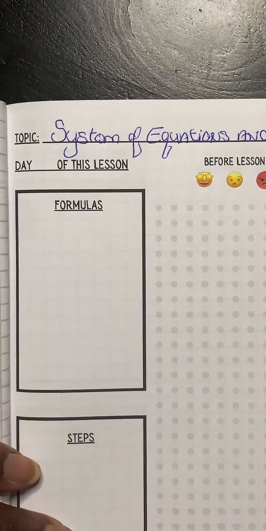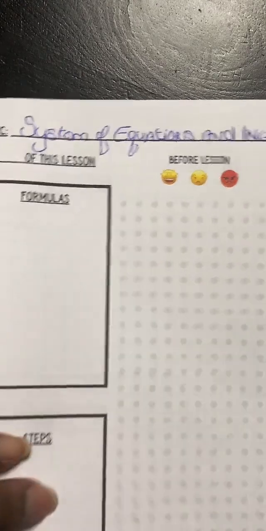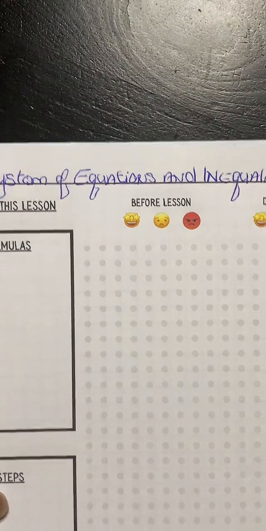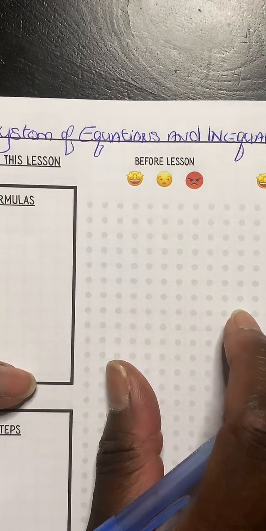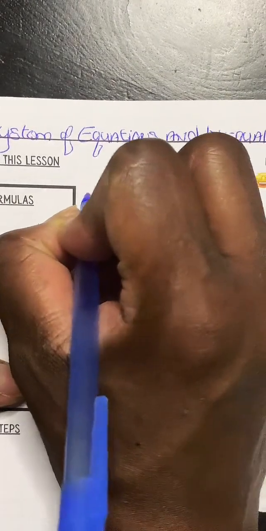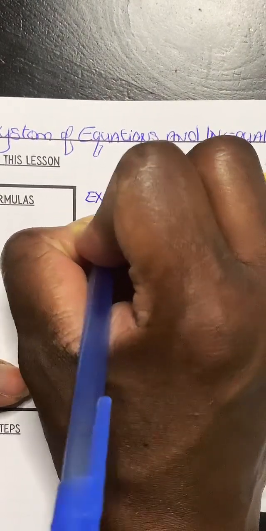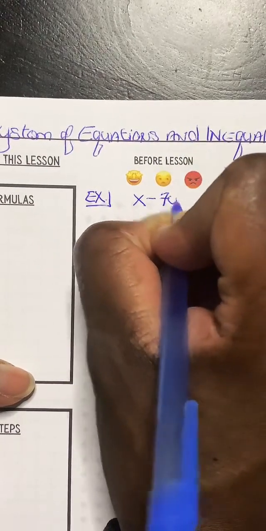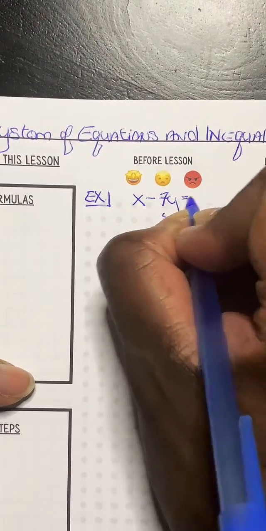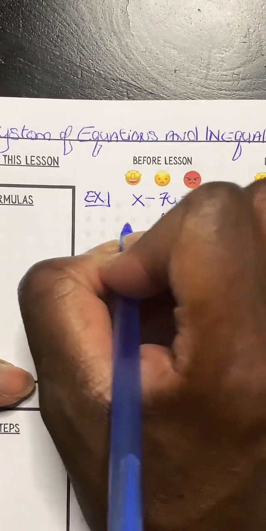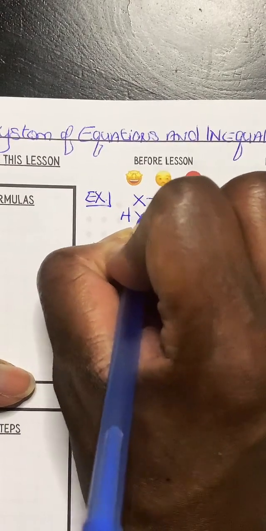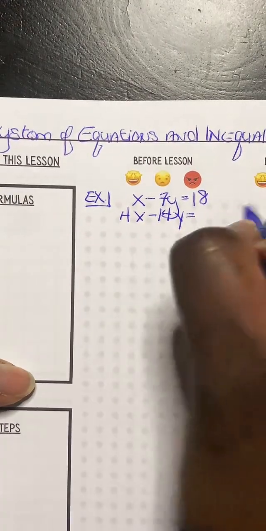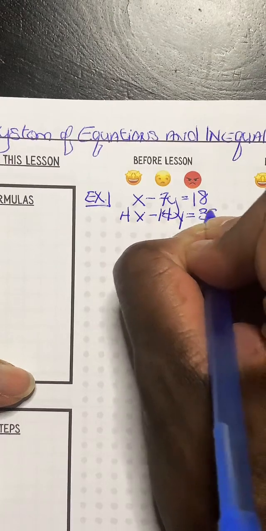Oh, here it is. Okay, so let's do some system of equations. You can do it either with substitution or elimination. So this is going to be our first one. Let's say, we'll go with a little example. So we have x minus 7y is equal to 18. And we have 4x minus 14y is equal to 30.